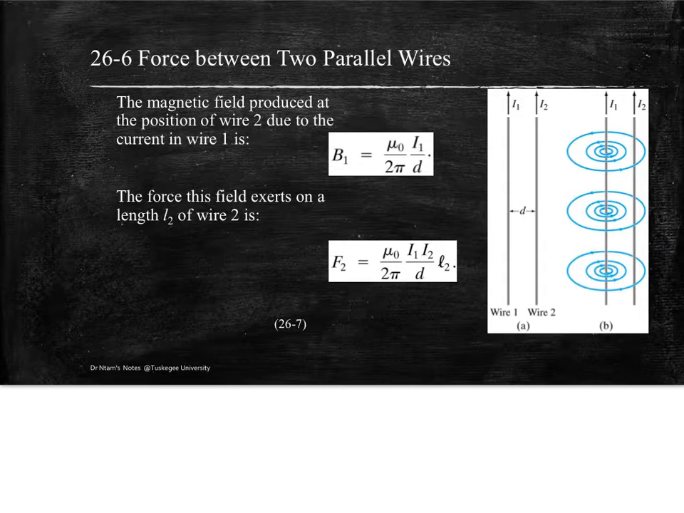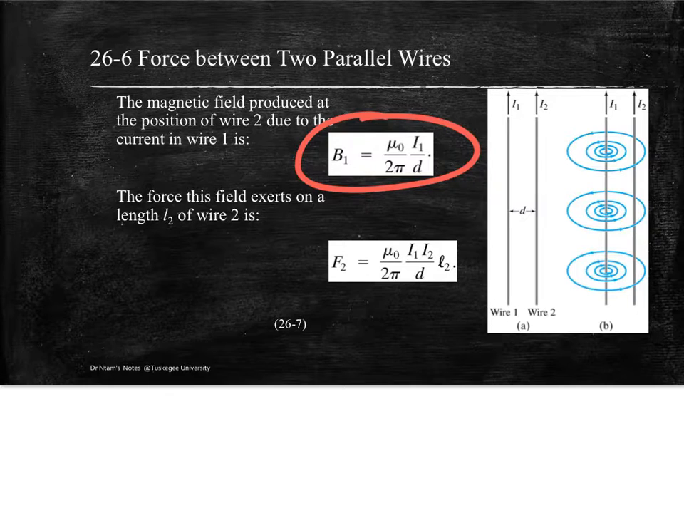Now let's look at the force between two parallel wires. So given two parallel wires carrying currents I1 and I2 in the same direction, the field of current number 1 at the location of current number 2 will be given by this expression: mu naught times I1 divided by 2 pi times d, where d is the distance of I1 to I2.